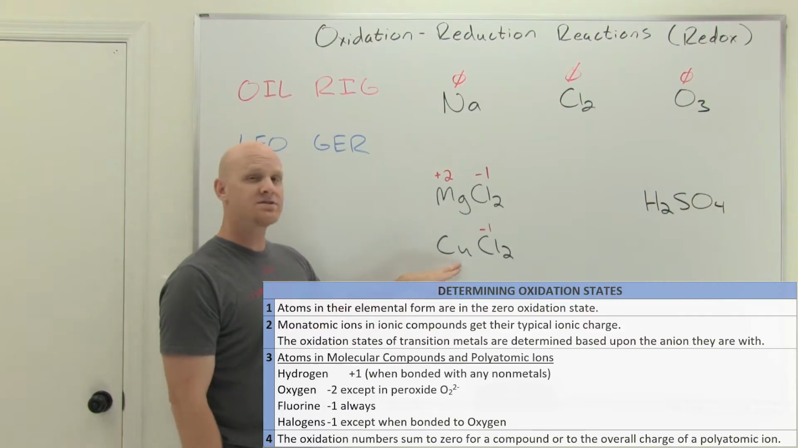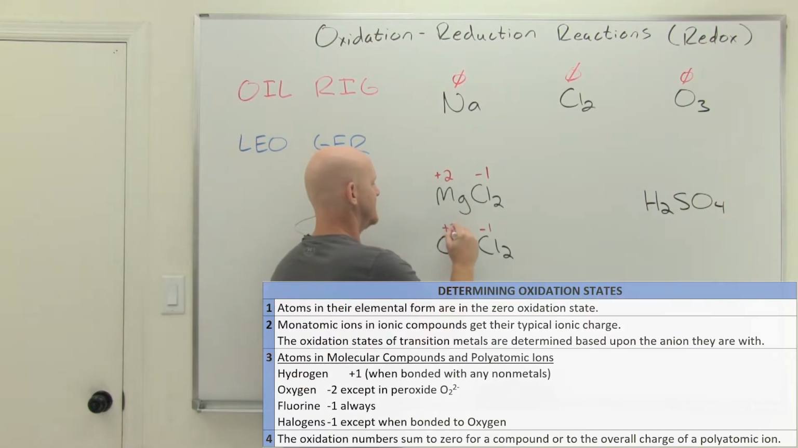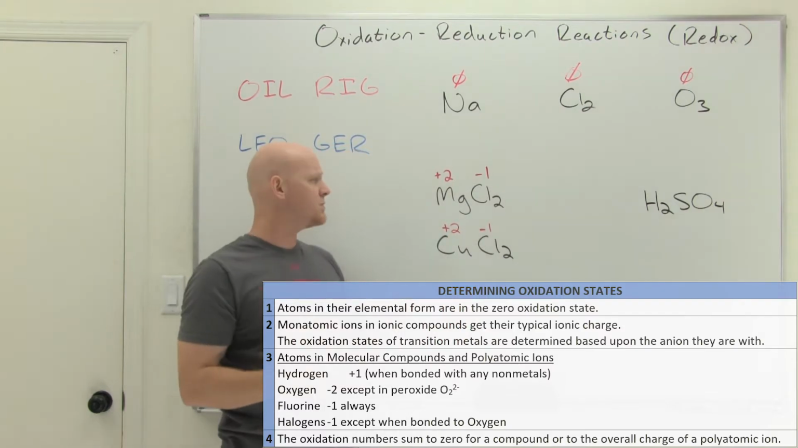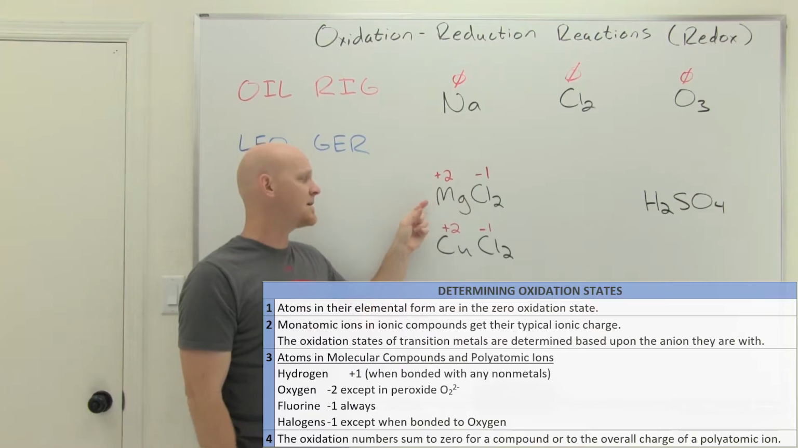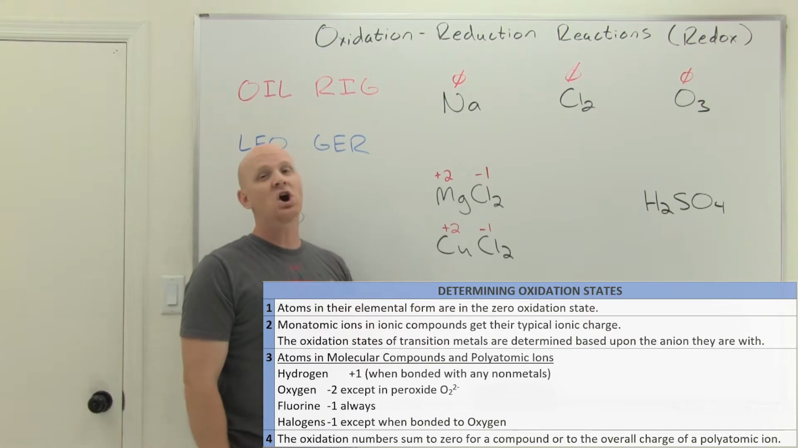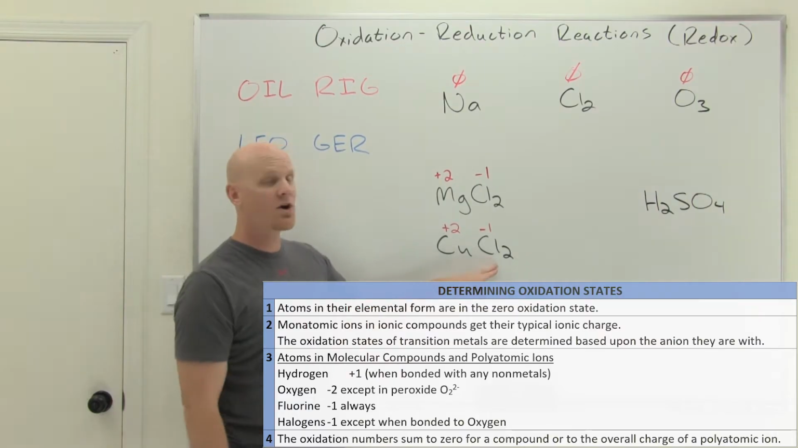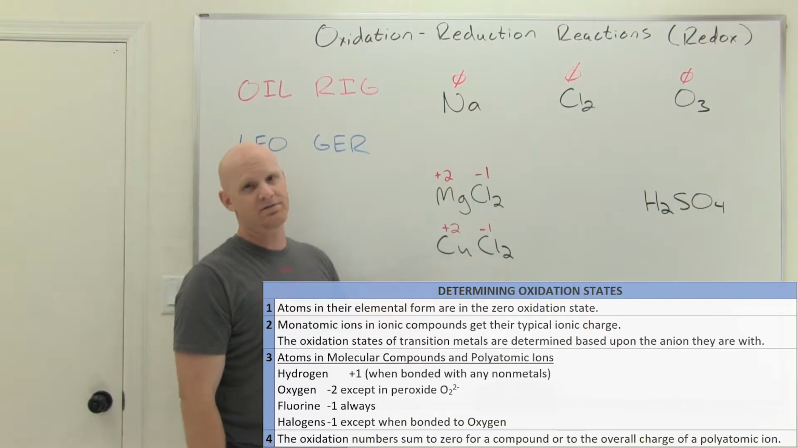But to balance out the charge in this ionic compound, that means copper in this case would have to be +2. And so if it's a group 1 or 2 metal, you can figure out what it is just based on where it's located in the periodic table. But if it's one of those transition metals, then you're going to have to figure it out based on context. I like to say, just based on the charge of the anion, or the oxidation state of the anion, that it is with.